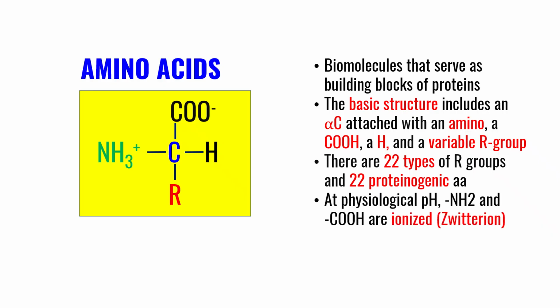At physiological pH or physiological conditions, amino and carboxylic groups are ionized, forming a neutral molecule known as zwitterion. Only L-stereoisomers of amino acids are active. We will explain the basis of L-stereoisomers or stereoisomerism in the next slide.